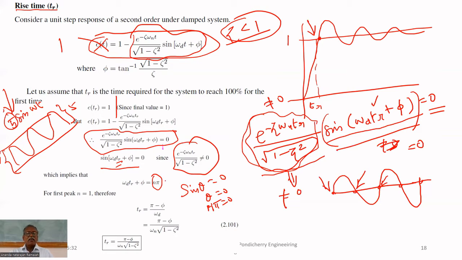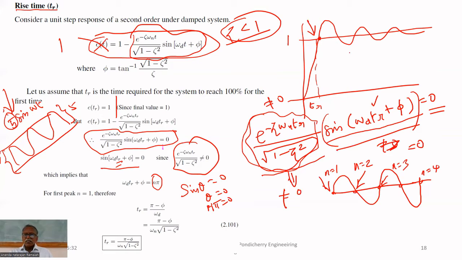At n equal to 1, this becomes 0. Here n equal to 2, it becomes 0. Again n equal to 3, it becomes 0. At n equal to 4, it becomes 0. Like that. So at n pi, omega d tr equals n pi. That's why it becomes 0.